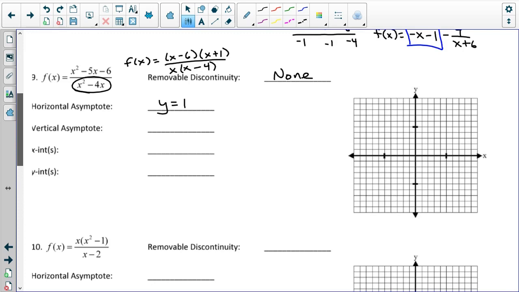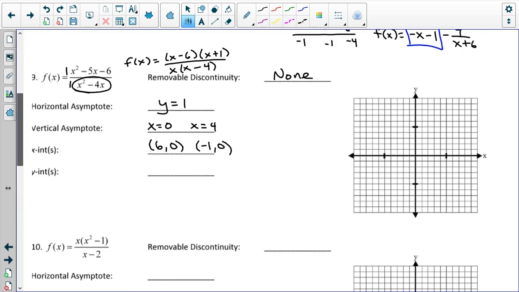The horizontal asymptote is going to be at y equals 1. The reason I know that is I can divide the leading coefficients, 1 divided by 1, since the powers are the same. There are two vertical asymptotes, one at x equals 0 and one at x equals 4. The x-intercepts in this problem, there are going to be two of them, one at (6, 0) and one at (negative 1, 0).